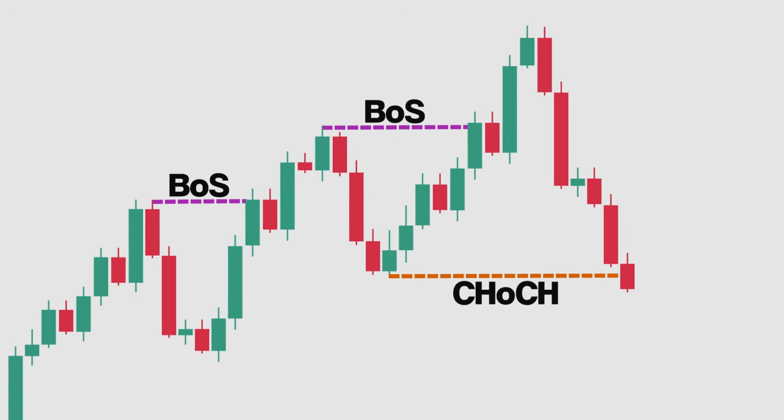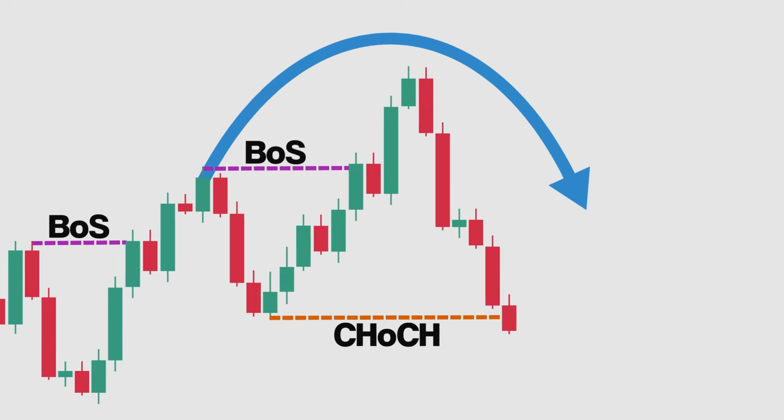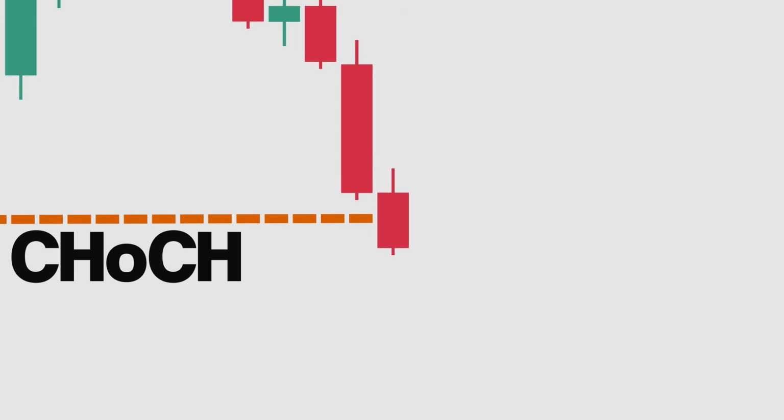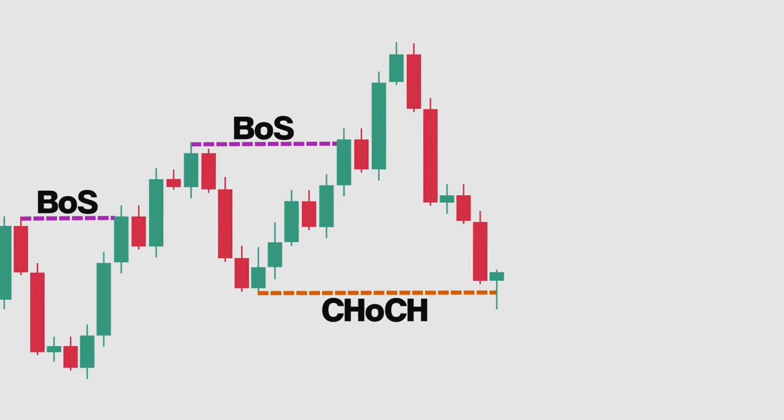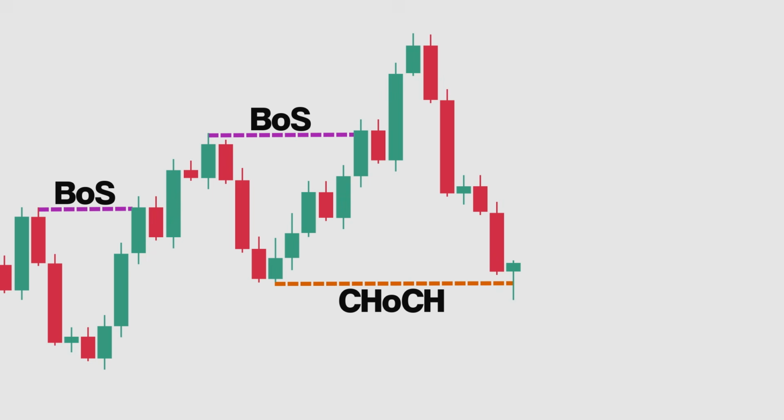At this point, all we can do is suspect a potential reversal, because price can still be doing a liquidity sweep, meaning it can dip below the swing low, grab sell-side liquidity, and then immediately reverse and continue higher. So to avoid getting caught, after a change of character, we must wait for confirmation.